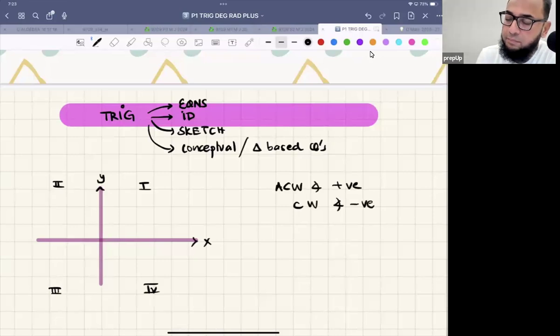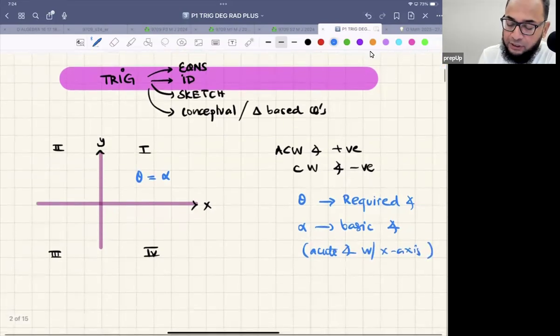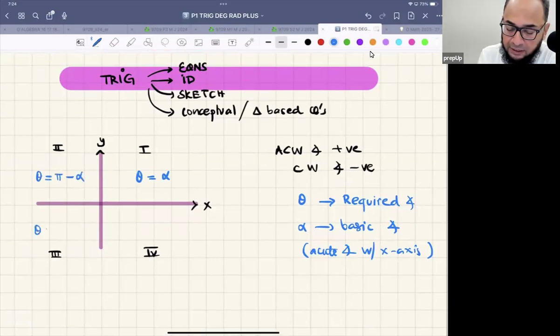We know the relation between theta and alpha: theta is the required angle, alpha is the basic angle. Theta or x is the required angle that is being asked in a question. Alpha is the basic angle. What is the definition of the basic angle? It is the acute angle with the x-axis, with the horizontal. So now in the first quadrant, theta is equal to alpha. In the second quadrant, it is pi minus alpha. In the third quadrant, pi plus alpha. In the fourth quadrant, 2 pi minus alpha.